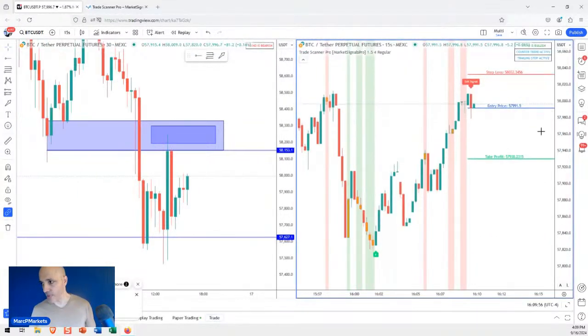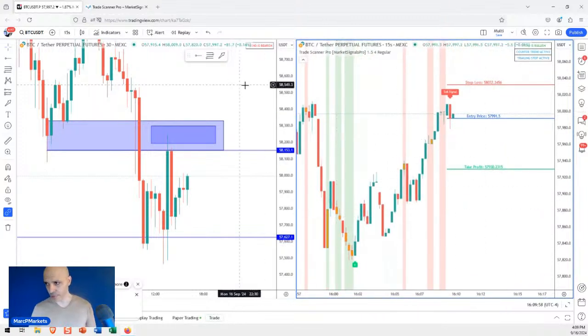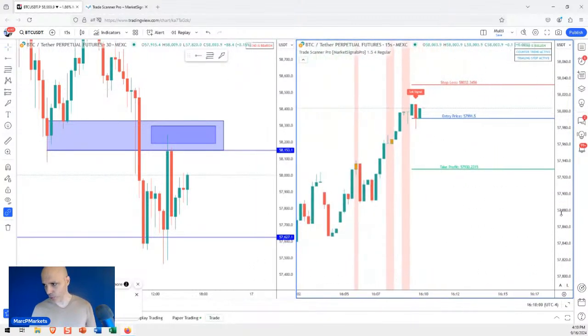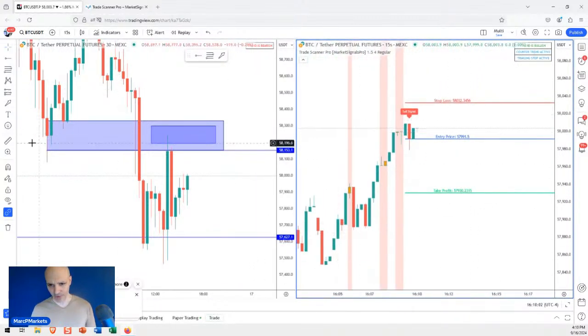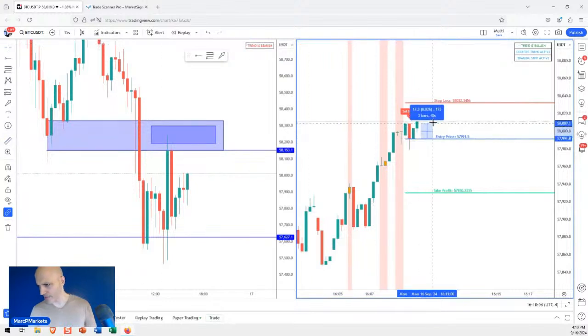And let's see. Now, this is a very tight stop. On a 15-second chart, it can easily get stopped out. How much is this? Let's see.